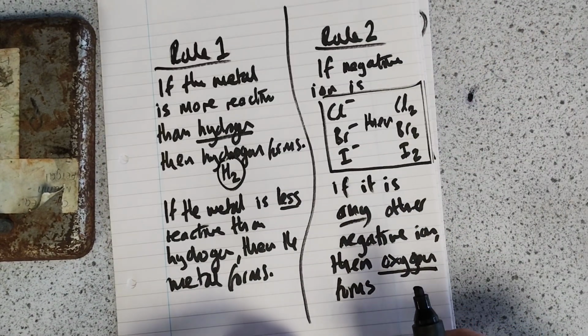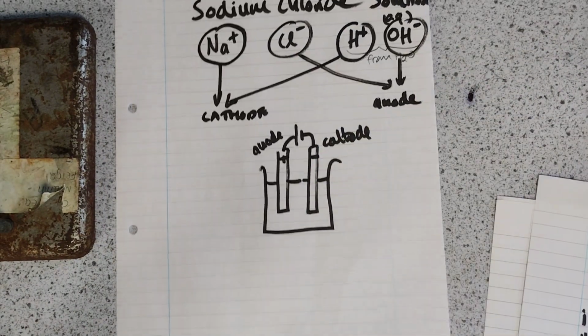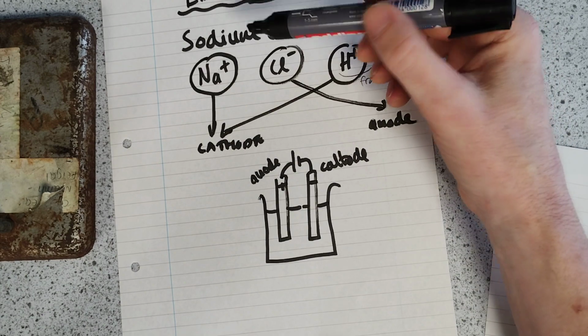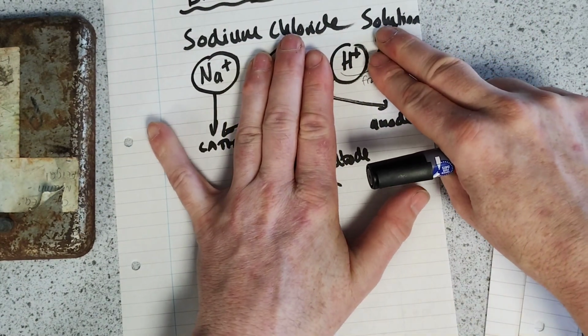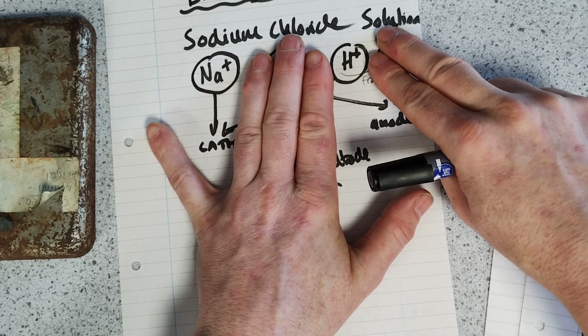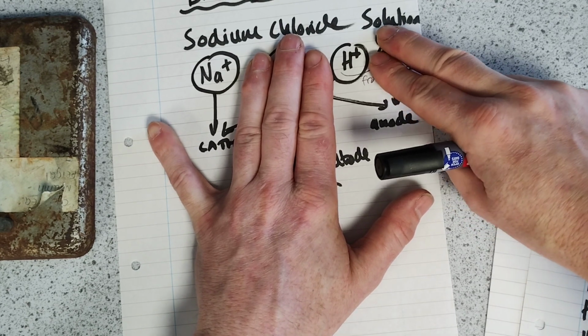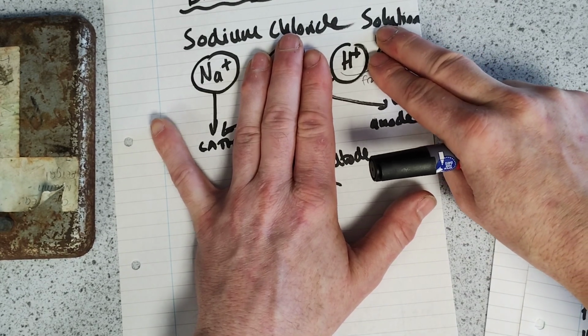Okay, so let's go back to our first example. And then we're going to do a few more, and that'll be the end of the video. So what I've got over here: I'm going to deal with what's going to happen here. I've got a metal and hydrogen, so this is my metal and hydrogen rule. I've got sodium and hydrogen. So my rule says if the metal is more reactive than hydrogen, then hydrogen will form.